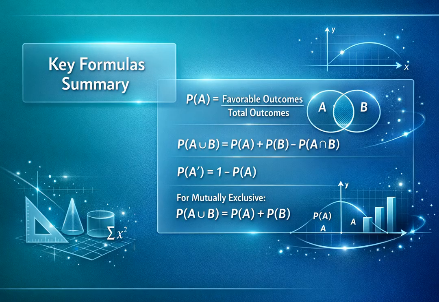Key formulas to memorize. P of A equals favorable outcomes divided by total outcomes for equally likely cases. Addition rule. P of A union B equals P of A plus P of B minus P of A intersection B. Complement rule. P of A prime equals 1 minus P of A. For mutually exclusive events, P of A union B equals P of A plus P of B.